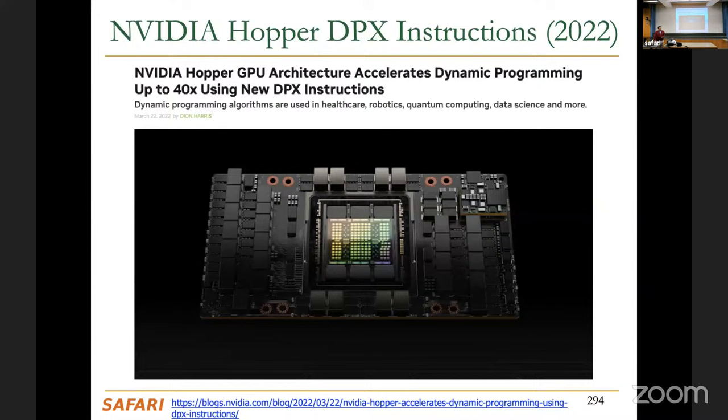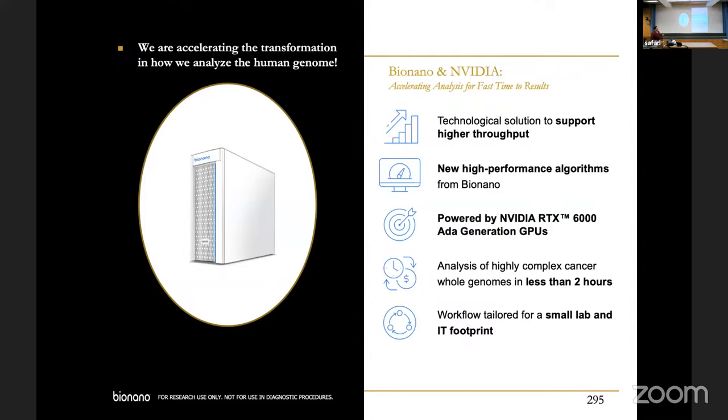Basically, this is another type of architecture. NVIDIA is also now offering specialized instructions in their GPUs so that you can perform dynamic programming computations even faster, because this type of operation is really important for many applications, even genomics. So these companies are considering these important applications and trying to provide good solutions for them. And this is another good example of a synergy between two companies: Bionano, a company that offers some sequencing solutions, is collaborating with NVIDIA to accelerate their genome analysis steps together with the NVIDIA solutions.